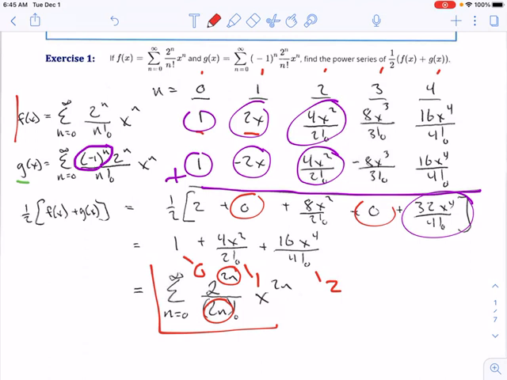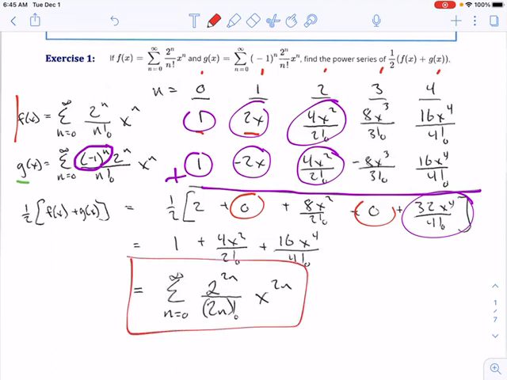All right, and that is our answer to this problem right here. Final answer is that. That is the power series. So it says find the power series that represents that sum. And so that would be the sum. That's what combining power series is all about.